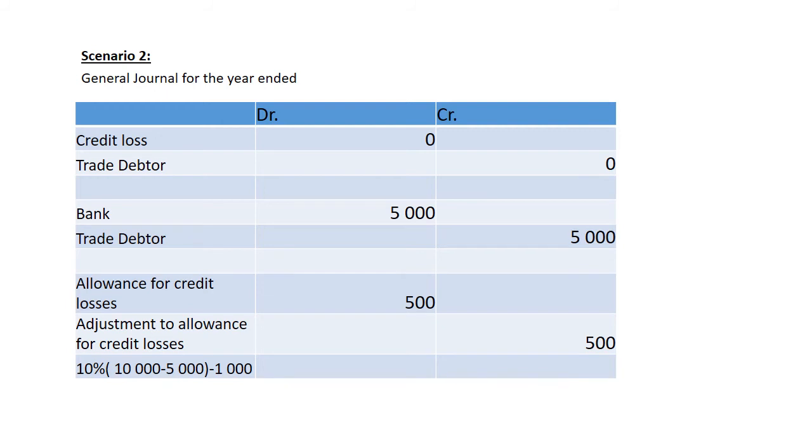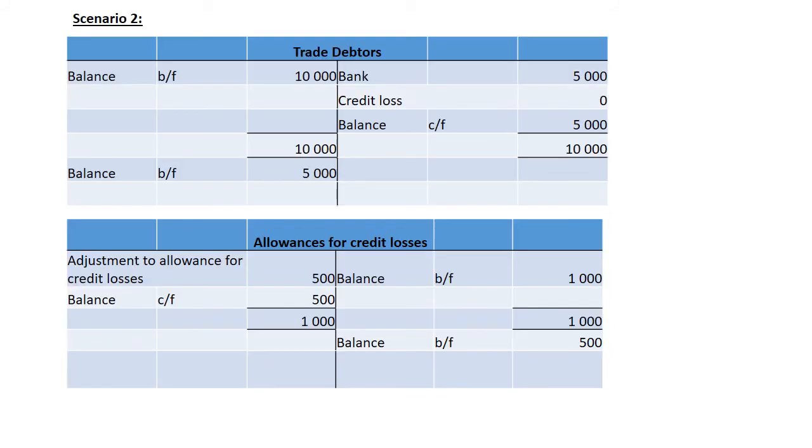As the original balance was sitting at 1,000 Rand, we will have to make an adjustment to the allowance of credit losses by 500 Rand, thus reducing the balance down to 500 Rand. This will look very similar in the general ledger again as we did in scenario 1. However, now there was obviously no credit loss, so our closing balance will be sitting at 5,000 Rand, as now our allowance will also now be sitting only at 500 Rand instead of the amount that we calculated previously.